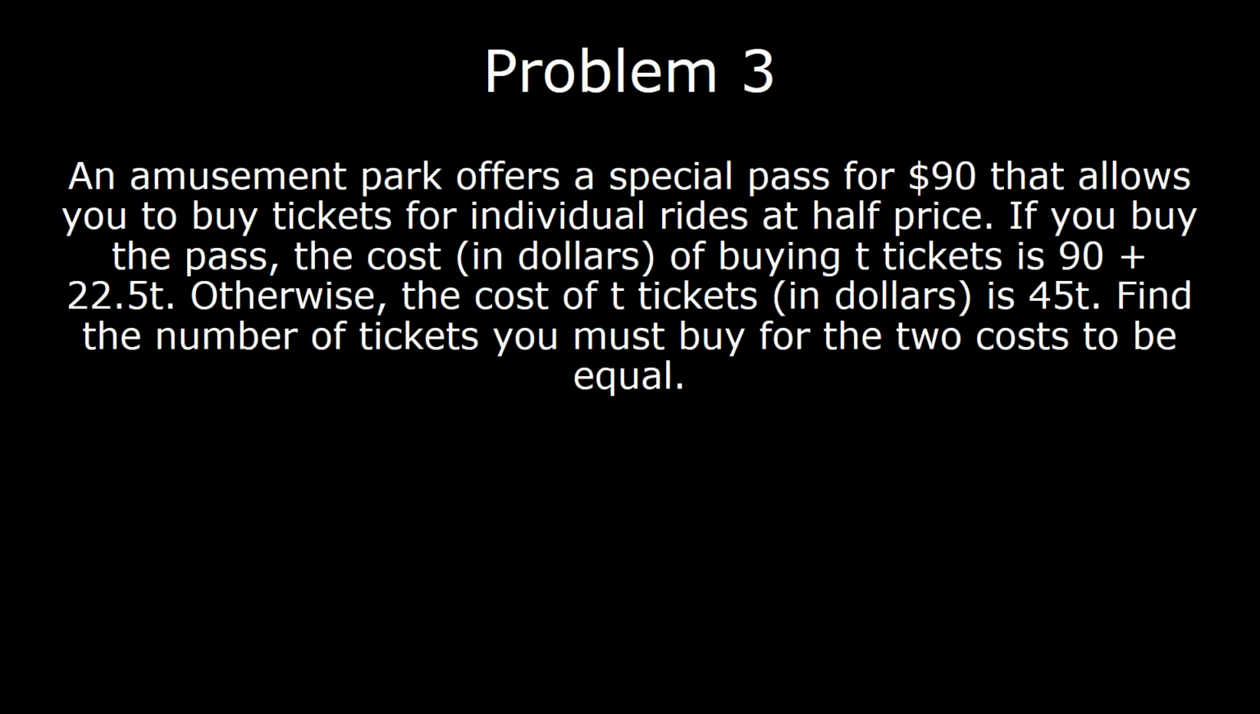Question 3. An amusement park offers a special pass for $90 that allows you to buy tickets for individual rides at half price. If you buy the pass, the cost in dollars of buying T tickets is 90 plus 22.5T. Otherwise, the cost of T tickets in dollars is 45T. Find the number of tickets you must buy for the two costs to be equal.